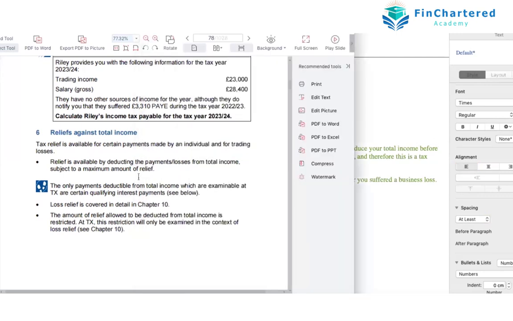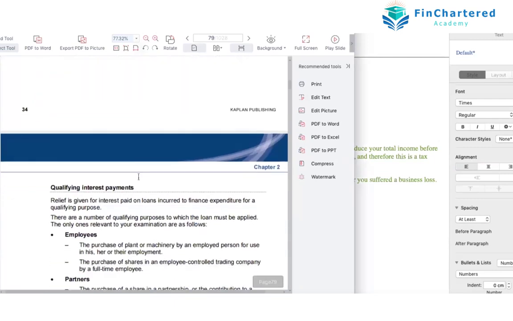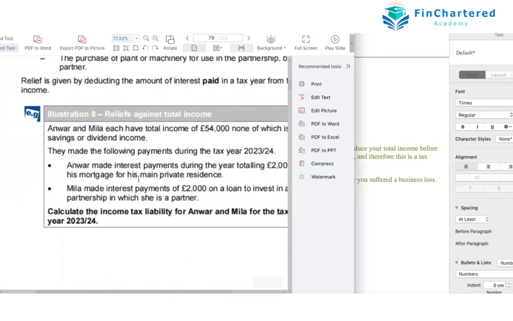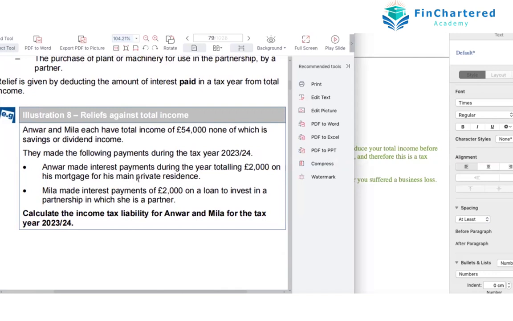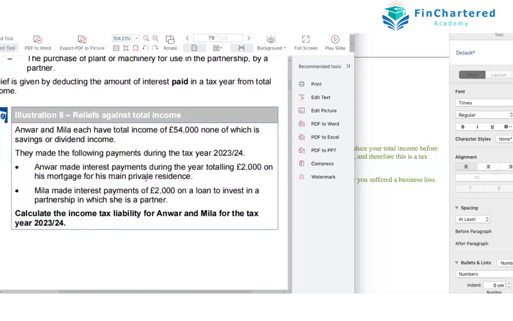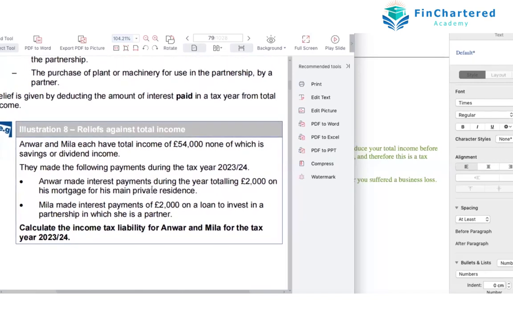So before I move ahead further, let's just look at this. No need to write. I'll give you time to write. Forget Anwar and Mila's story. We will do the calculation later. But tell me who will get a relief, Anwar or Mila? Anwar made interest payments, so Anwar also had a loan. And Mila also paid interest, meaning Mila also had a loan. Who will get the relief?